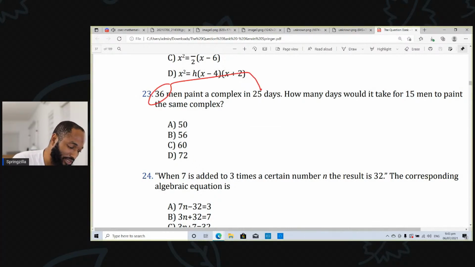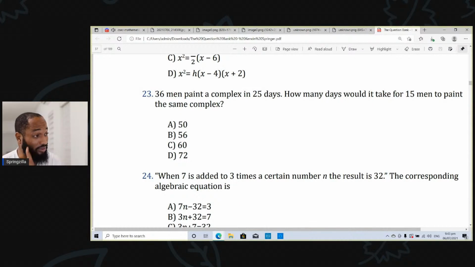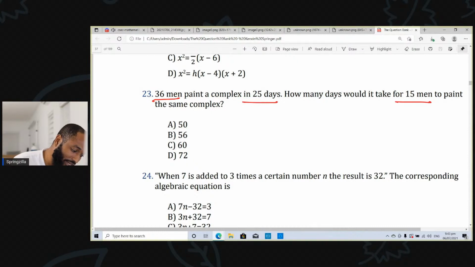36 men paint a complex in 25 days. How many days would it take for 15 men? You need to think about this question. Right now I'm really tired, so it's going to take me a little while to figure out, because there's a way to think about it, finding for one. The first thing I like to do with this kind of multiple choice question is read it logically and see whether the answer is supposed to be more or less, so I know whether I'm going wrong or right. If 36 men take 25 days, 15 men will take more days. In fact, it's like half.